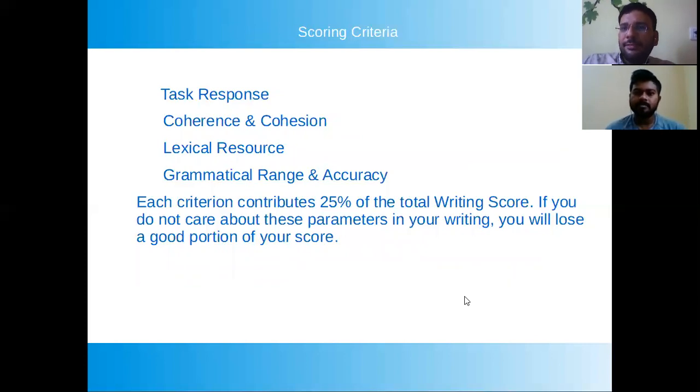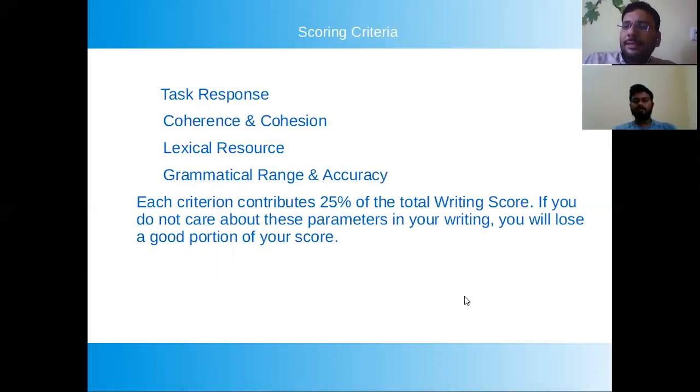This slide mainly focuses on the four aspects which the British Council looks at from a student. The first one is your task response. Essentially, in a task response, the examiner is going to check whether you have written an essay on the topic or have you moved away from the topic. If you have moved away from the topic, you lose marks in this criteria. So make sure that you don't go away from the topic. Address all the aspects related to the question.